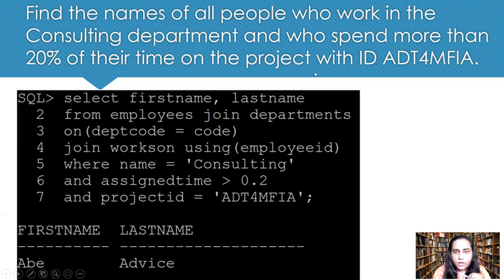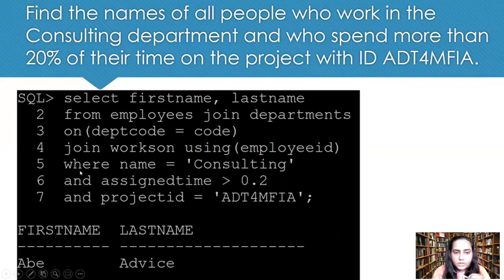But then I also require the data that says they should be working for more than 0.2 assigned time on the project with this ID. So I need to take a join with the works on table too. So that's why there is a join after this with the works on table. And you can see that instead of the word on, I'm using the word using. And I'll let you know why in a bit.